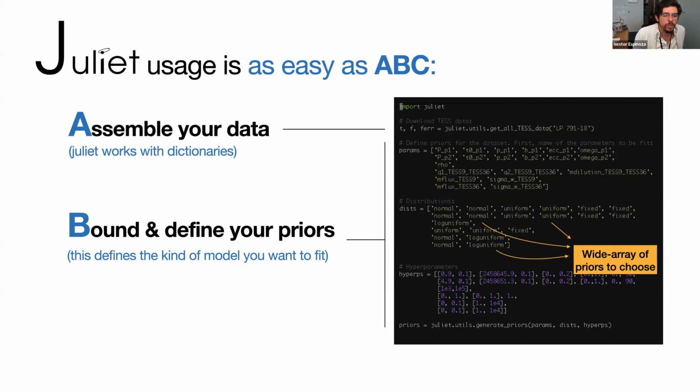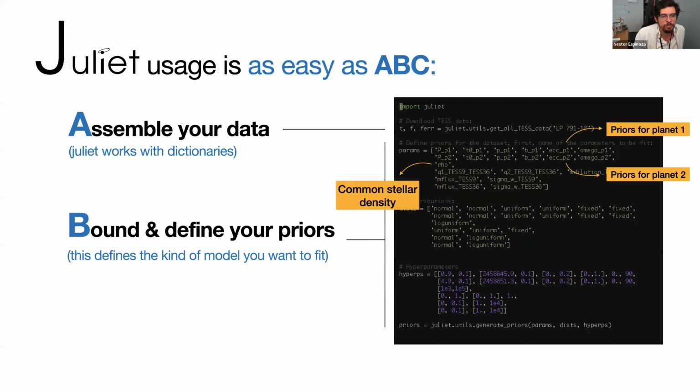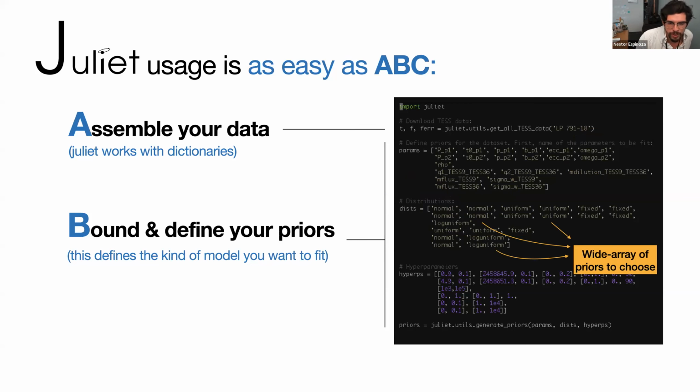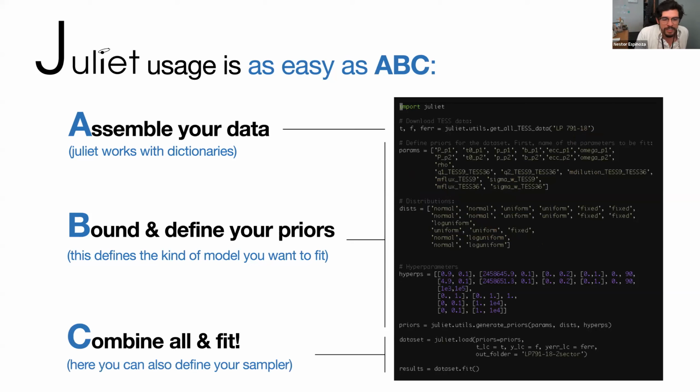So once you set all this, it's a 2-step process so far, A and B: assemble your data and bound your priors. Then that's it. You just combine everything and fit. And fitting is a breeze, right? I've added only these last 2 lines of code here: you load the priors, you load the light curves, you define an output folder, and then you do dataset.fit, and that's it. You get a complete fit of your data. The idea of this script is that you can fit this entire data set from TESS in a couple tens of lines of code. So it's very easy, even with very complicated priors and everything.